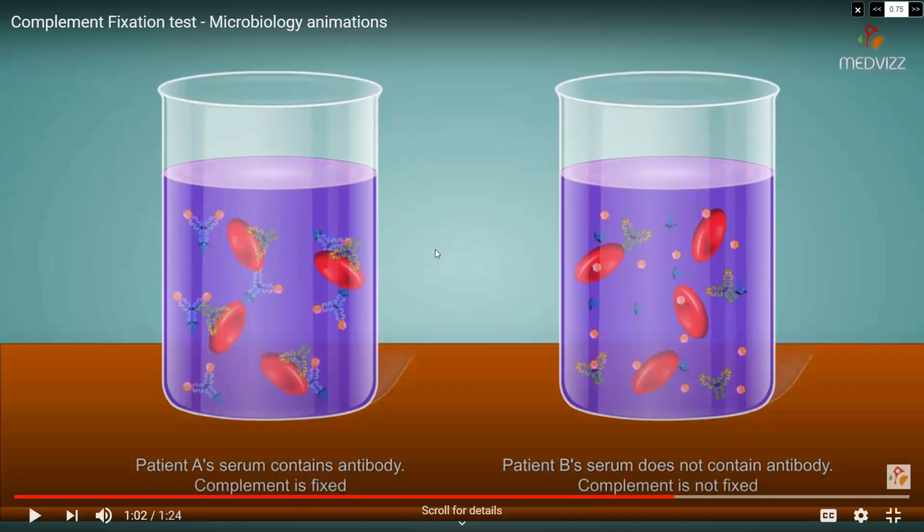These anti-RBC antibodies will attach to the RBC, and if they do not have any complement fixed to them, they will precipitate down. Okay, in patient A, see, anti-RBC antibodies are attaching to the RBC, but because there is no complement protein to attach to it, there will be no lysis of the RBC and it will fall down. Okay, it will literally precipitate down.